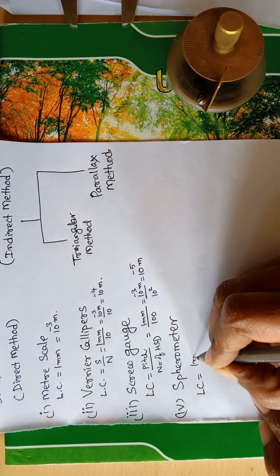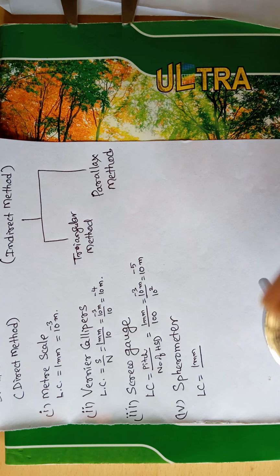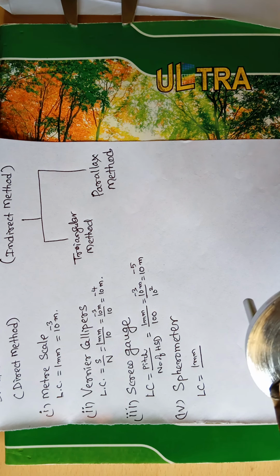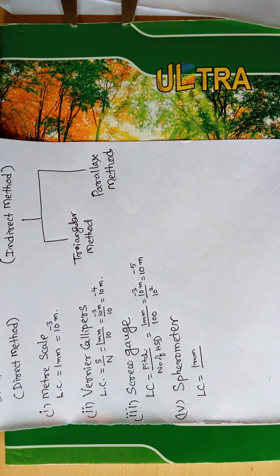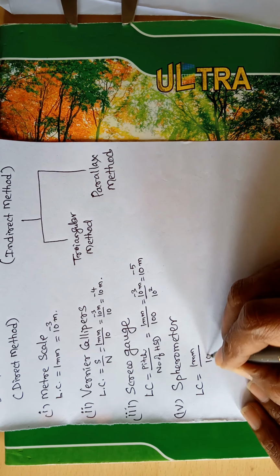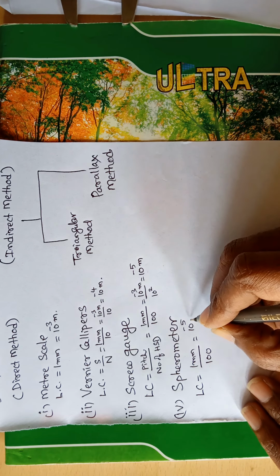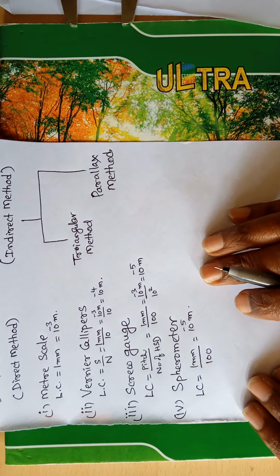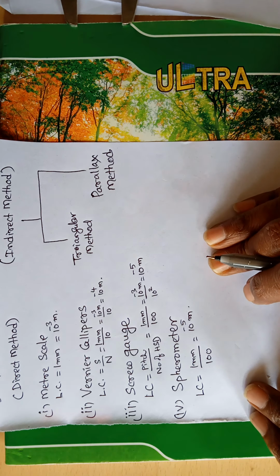Pitch 1 mm by number of circular divisions. Let us see here. From 0 it starts 10, 20, 30, 40, up to 90, 90 to 0, 10. So 100. So it also has 100 circular divisions. It means the same, 10 power minus 5 meter. So in this way we have different apparatus.